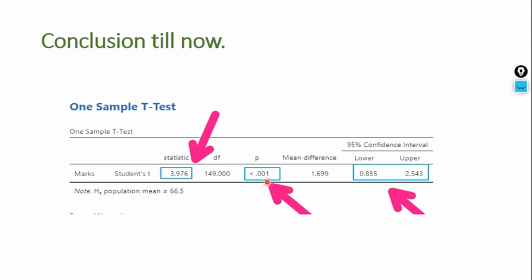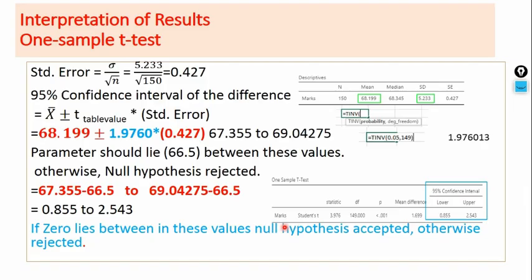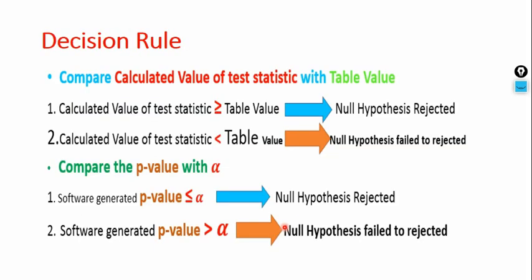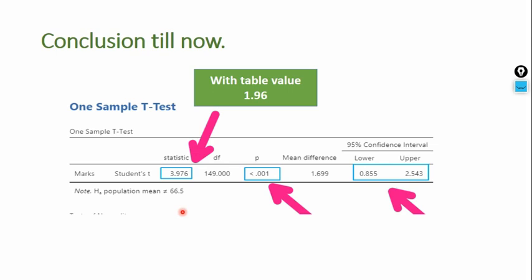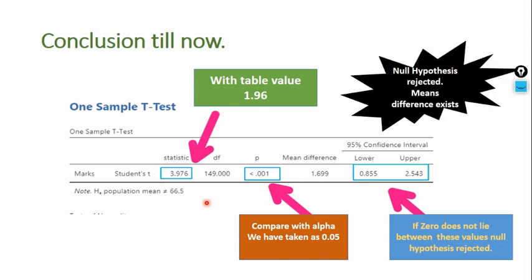And this p value is less than alpha, which means 0.05. Yes, our value is less than 0.05, which means the null hypothesis is rejected. I have shown here that the p value is less than or equal to alpha. And the same holds in our confidence limits. If 0 does not lie between these values, and yes, 0 does not lie between them, the null hypothesis is rejected. From three methods, we are getting the same conclusion.